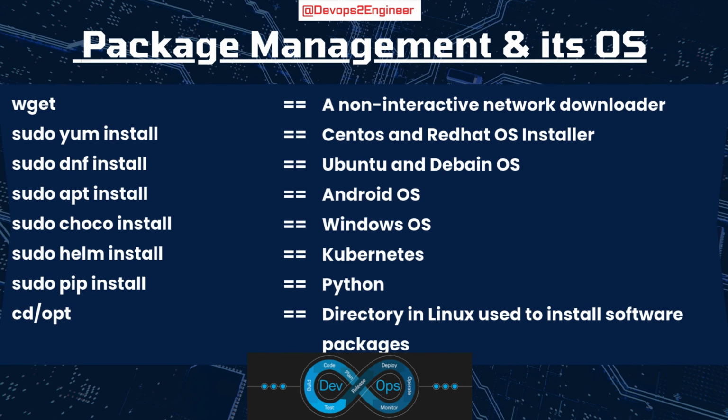Sudo choco install is for Windows OS. Sudo helm install is for Kubernetes. Sudo pip install is for Python. cd /opt is a directory in Linux used to install system software packages.